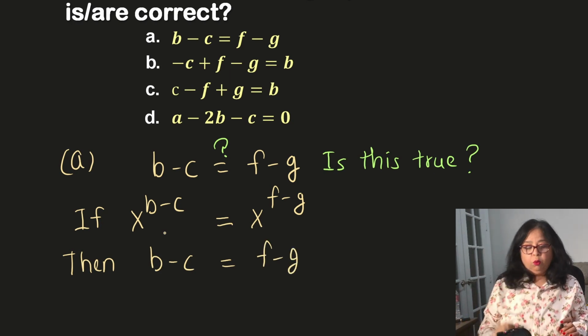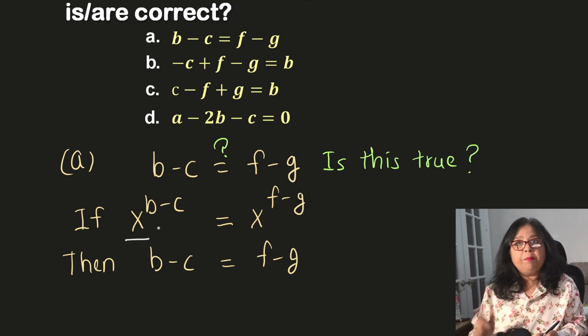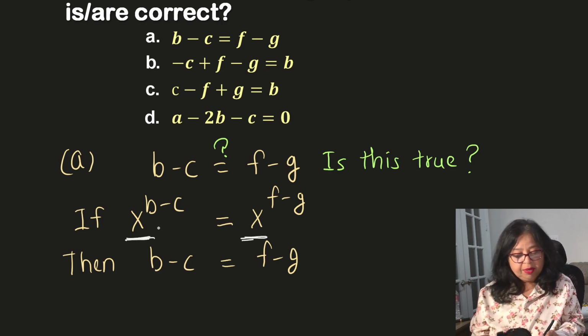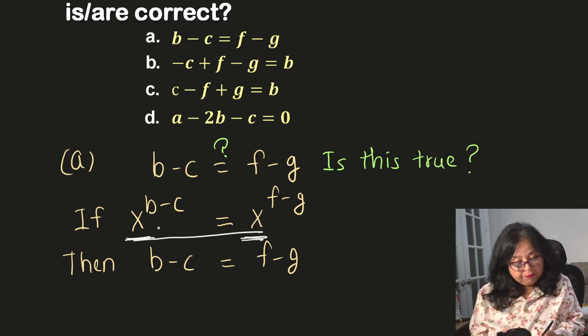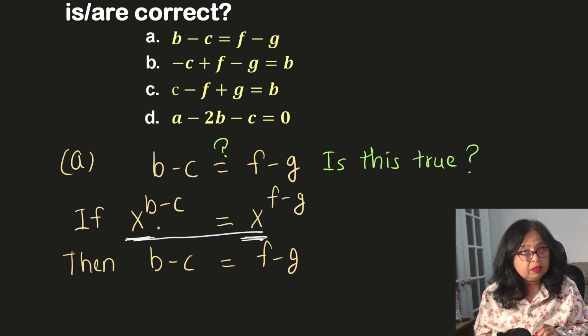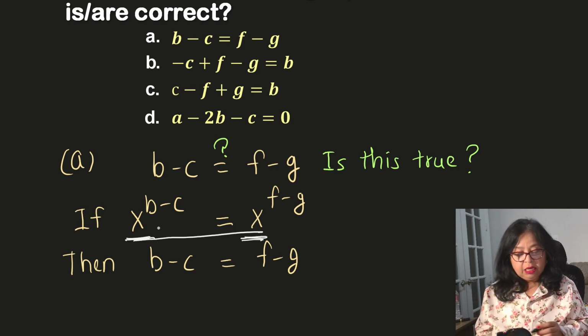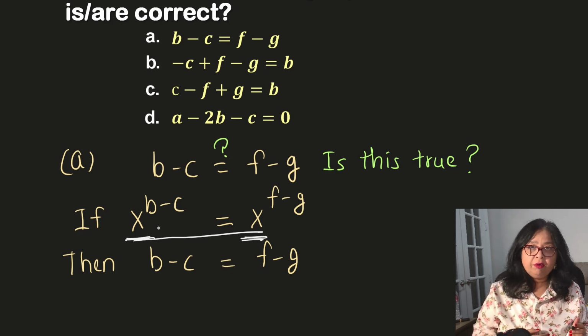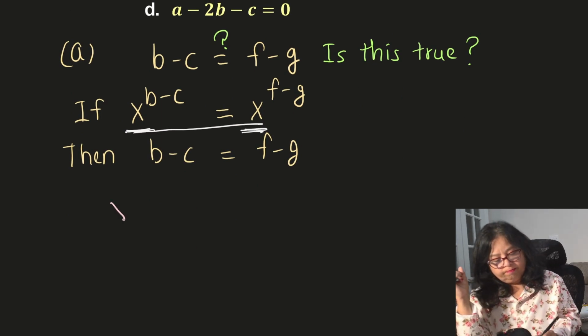How? Well, here in this equation, if x to the power b minus c equals x to the power f minus g, x is the base. If the base is the same on either side of the equation, then the powers are also the same. So let's now see if x to the power b minus c is indeed equal to x to the power f minus g. Because if that is true, then we know that b minus c is equal to f minus g. Alright, so let's start with this x to the power b minus c.